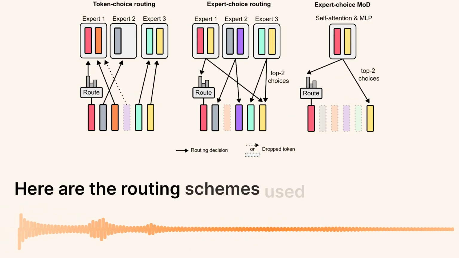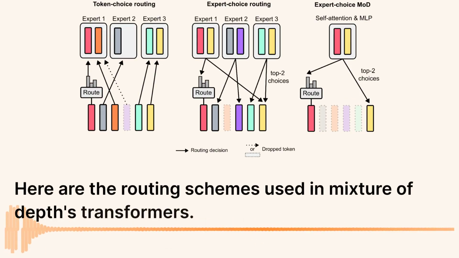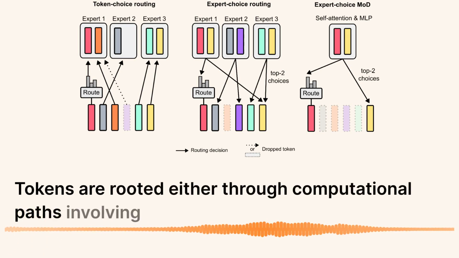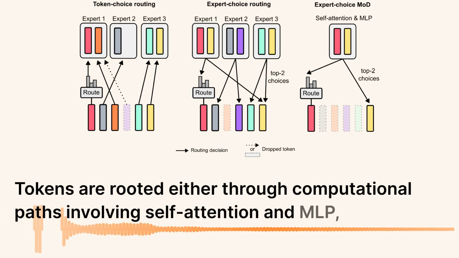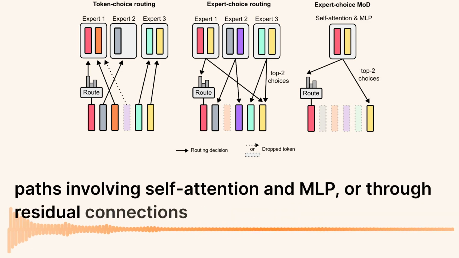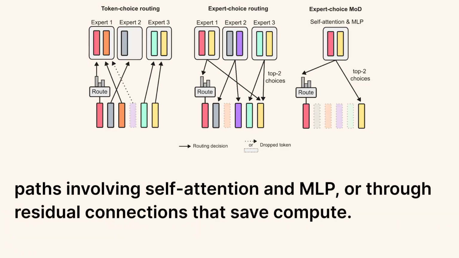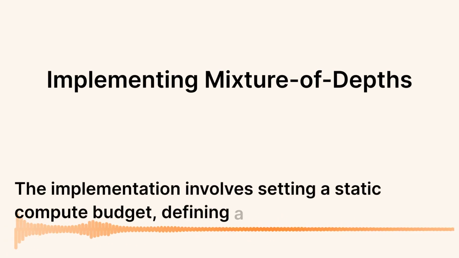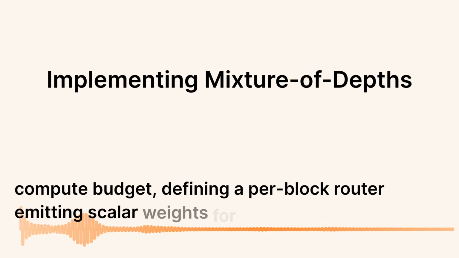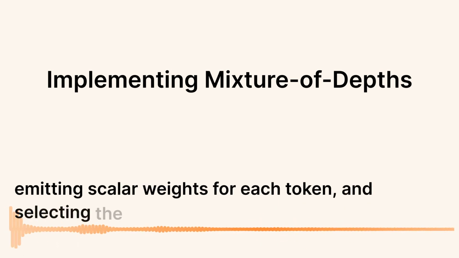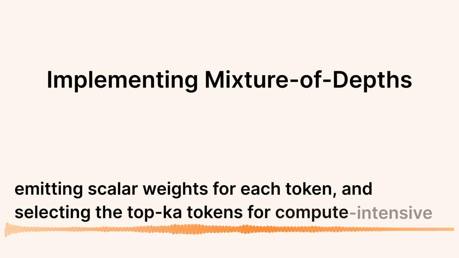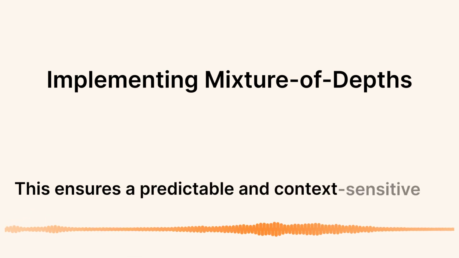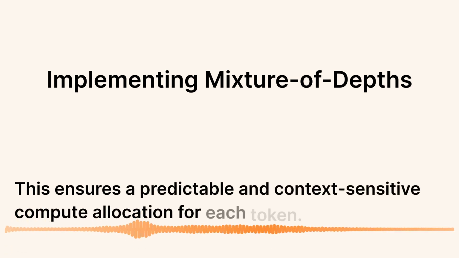Here are the routing schemes used in Mixture of Depths transformers. Tokens are routed either through computational paths involving self-attention and MLP, or through residual connections that save compute. The implementation involves setting a static compute budget, defining a per-block router emitting scalar weights for each token, and selecting the top tokens for compute-intensive operations. This ensures a predictable and context-sensitive compute allocation for each token.